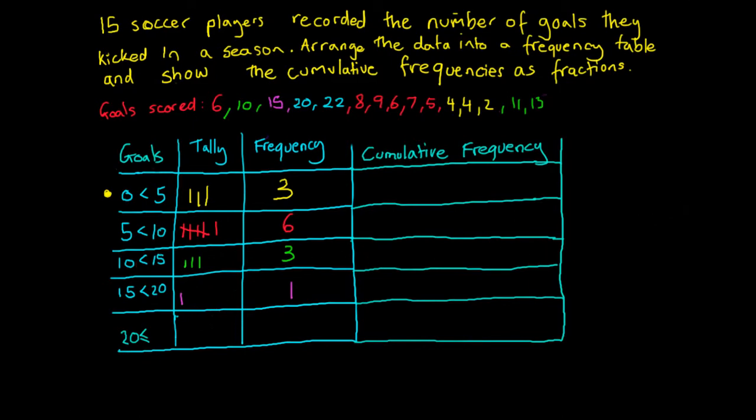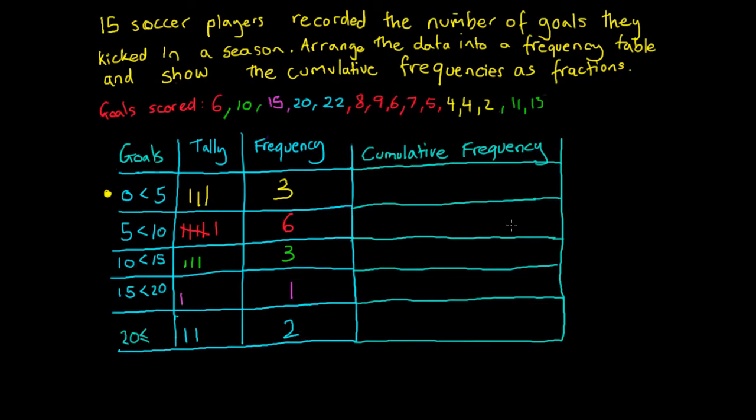And the next one, we're concerned with goals greater than or equal to 20. So we just go through our data again, and we've got no, no, no, yep, and 22. So we would have a frequency of 2. And that's how we work out our frequency.